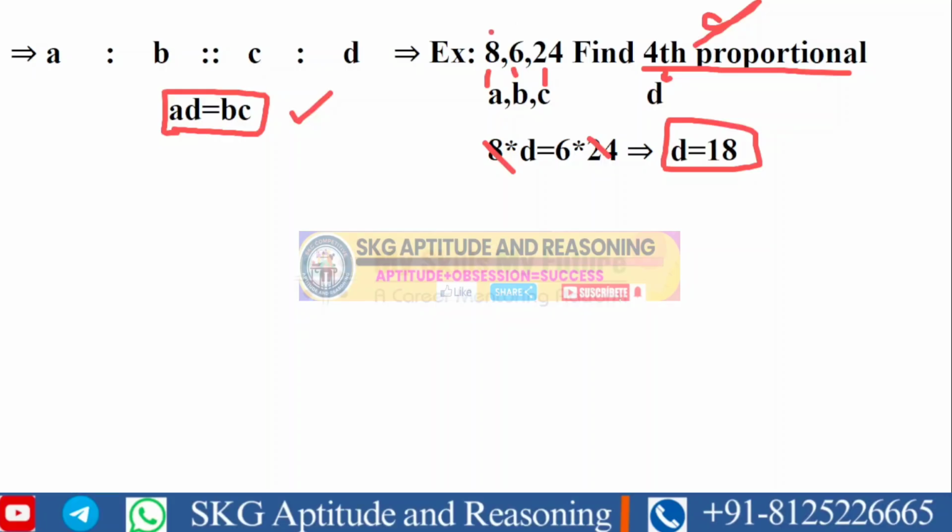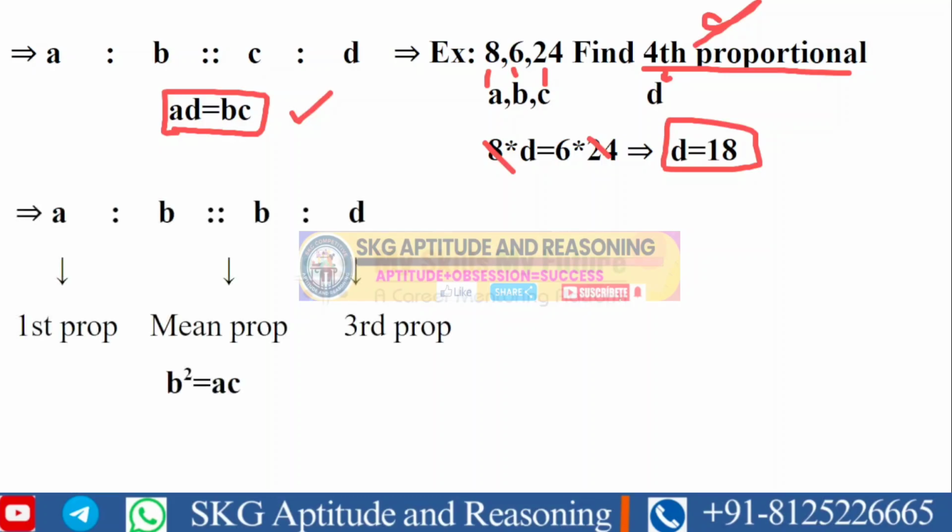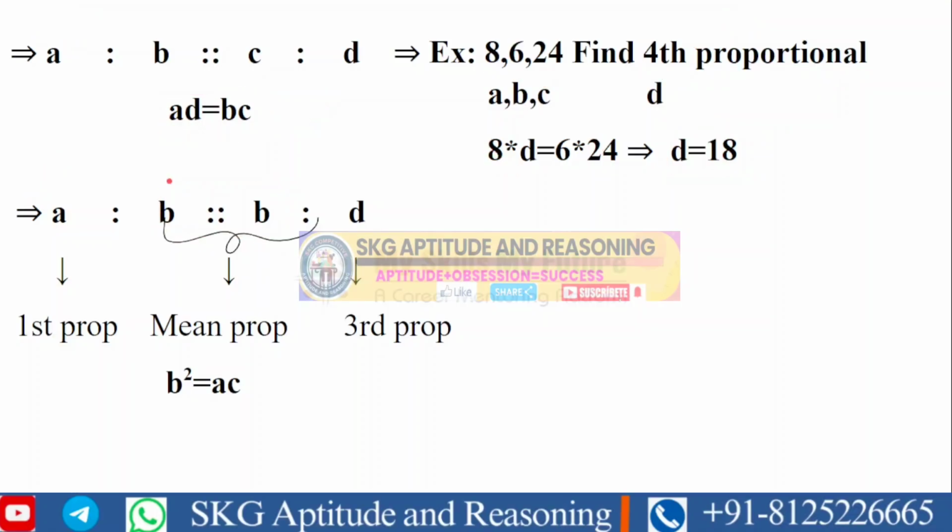So here A we call the first proportion, B the second proportion, C the third proportion, and D the fourth proportion. Let us move further and find some other formula related to proportions. Next, sometimes instead of giving it like this, the equation is mentioned with the B value given as common in both the ratios. So here the B value is given in both the ratios as common.